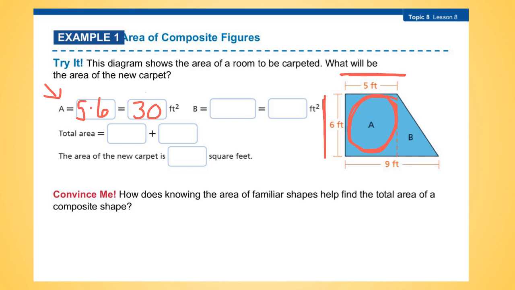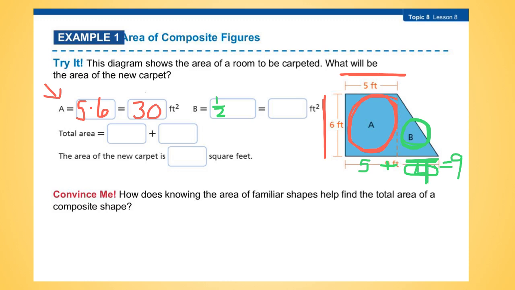Then we're going to look at section B. It's a triangle, so I'm going to take half of the base. Wait a minute, I don't know the base. I know all the way across is 9. And from the top of the rectangle to the bottom of the rectangle is 5, plus something makes the entire 9. I feel like the base of that triangle is 4.